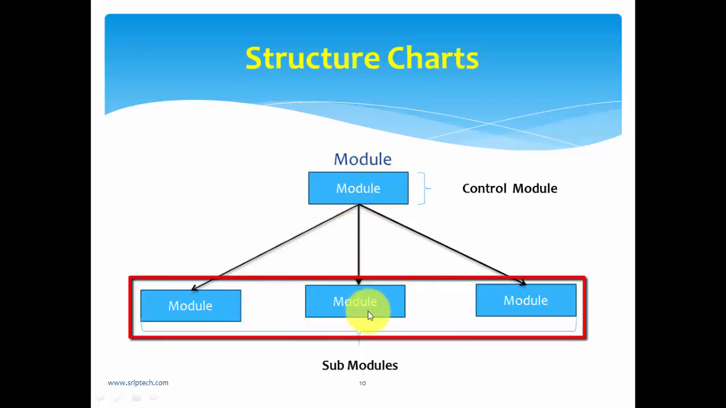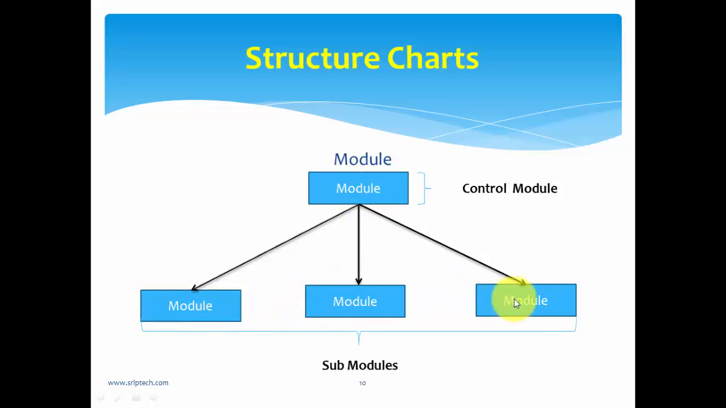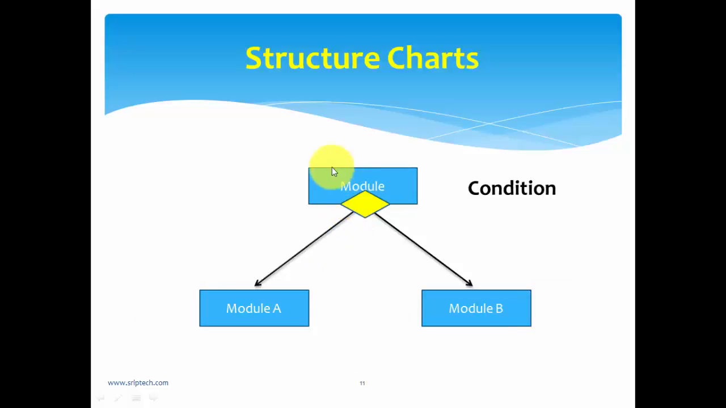Module 1, module 2 and module 3. Since this module is directly interacting with the three modules, it is called a control module, and these modules are called sub-modules. You can do modular decomposition using a structure chart in this way, where a sub-module can be called via a control module.